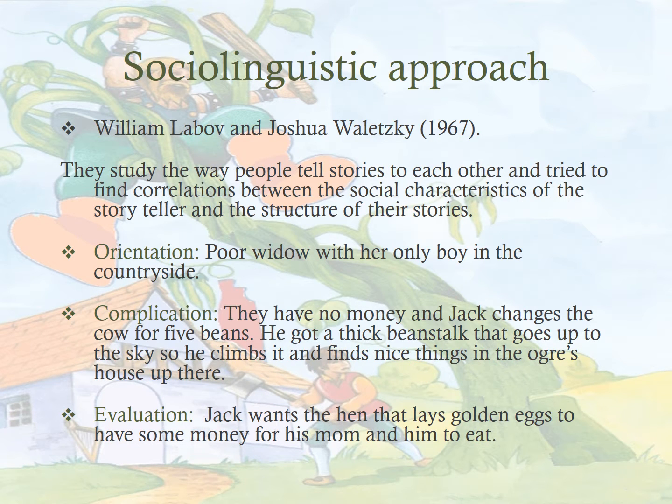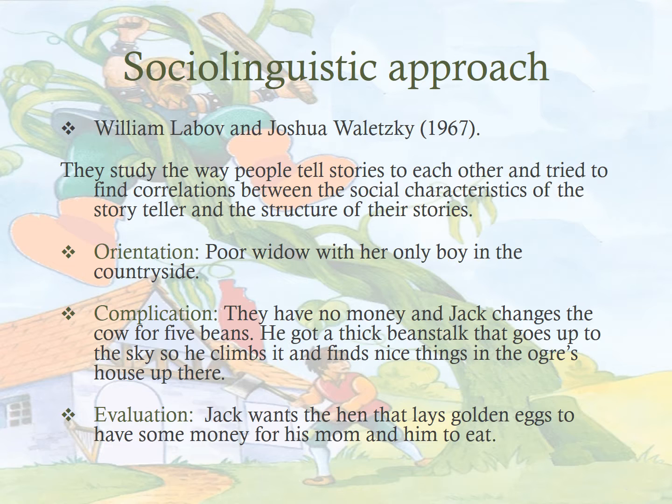We can talk about a sociolinguistic approach when William Labov and Joshua Waletzky in 1967 studied the way people tell stories to each other and tried to find correlations between the social characteristics of the storyteller and the structure of their stories. In this case, the story has an orientation, a complication, and an evaluation, similar to the previous stage. The orientation is the poor widow with her only boy in the countryside who need money to live.